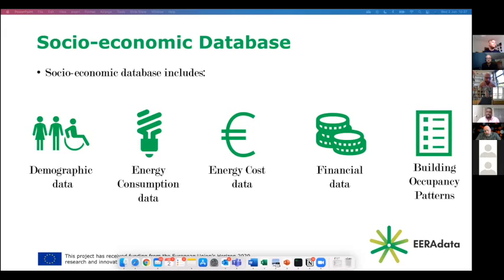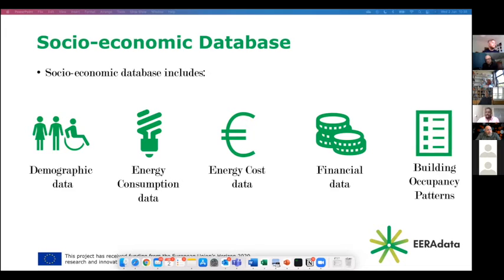Next, we have the socioeconomic database, and this consists of data which represents the socioeconomic condition of a municipality or region. And this includes demographic data, so such as a population or number of inhabitants in a specific building or region. And you have energy consumption data that looks at the amount of energy consumed per building or per region. And you have energy cost data that looks at the expense in relation to the energy consumption for building or region. We have municipal financial data, so looking at the economic situation of a municipality or region or country, so that looks at things like average income or GDP.